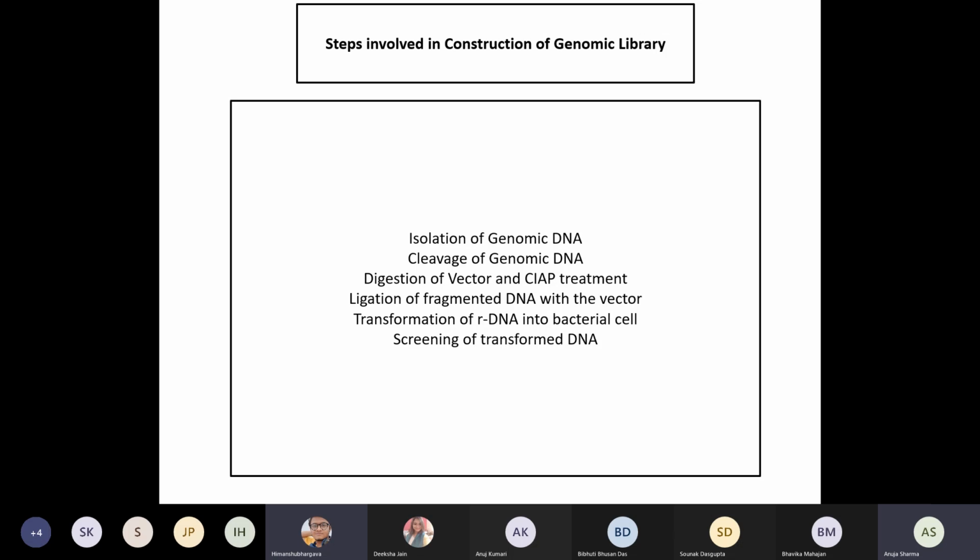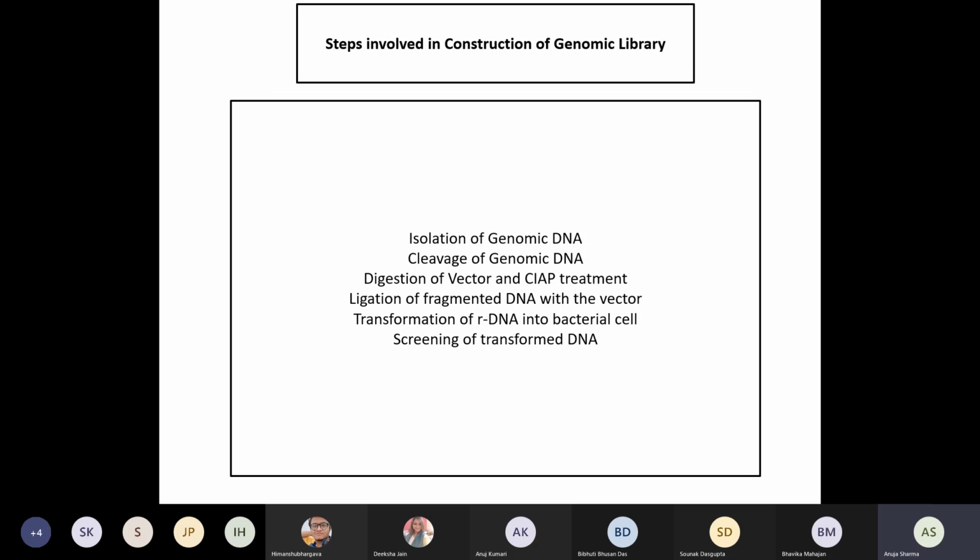Then third is, yeah. Ma'am, sorry for the interruption, can you explain the third step? I didn't get that, the digestion of the vector and CIAP treatment. I'm going to come to the third part. Actually, I was explaining the second one. Digestion of genomic DNA I explained. I'm coming to the third part.